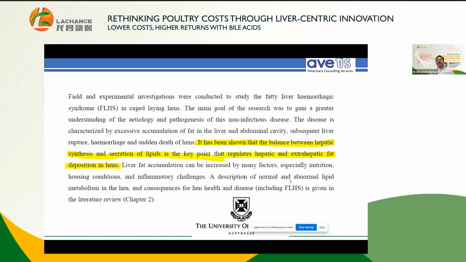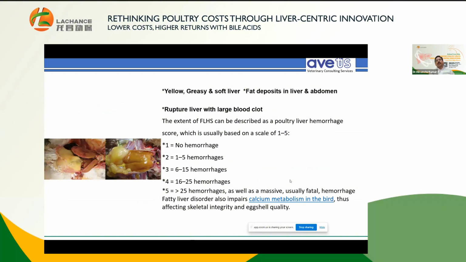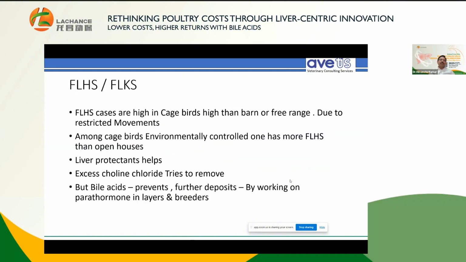And surprisingly, we have seen that after use of this product, even the visceral fat has reduced. Although this is very difficult to digest, this is an observation from the field. This is about the fatty liver condition. I am not getting into detail of it.